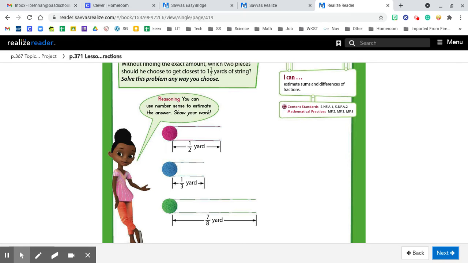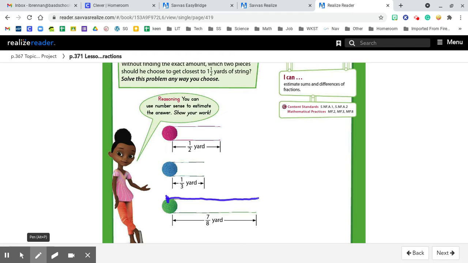So we're looking for 1.5. The string is all lined up so you can see which one's smaller, which one's larger. And we want a total of 1.5. So what will get us closest to 1.5? You can use a number line to help you solve this, and that might help a little bit. If we use a number line, we can use what's already here.